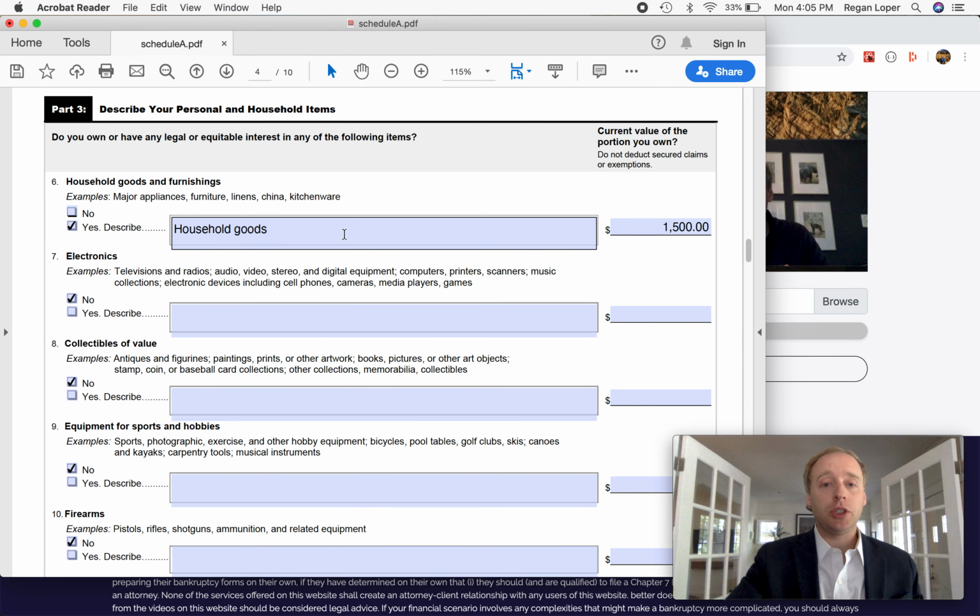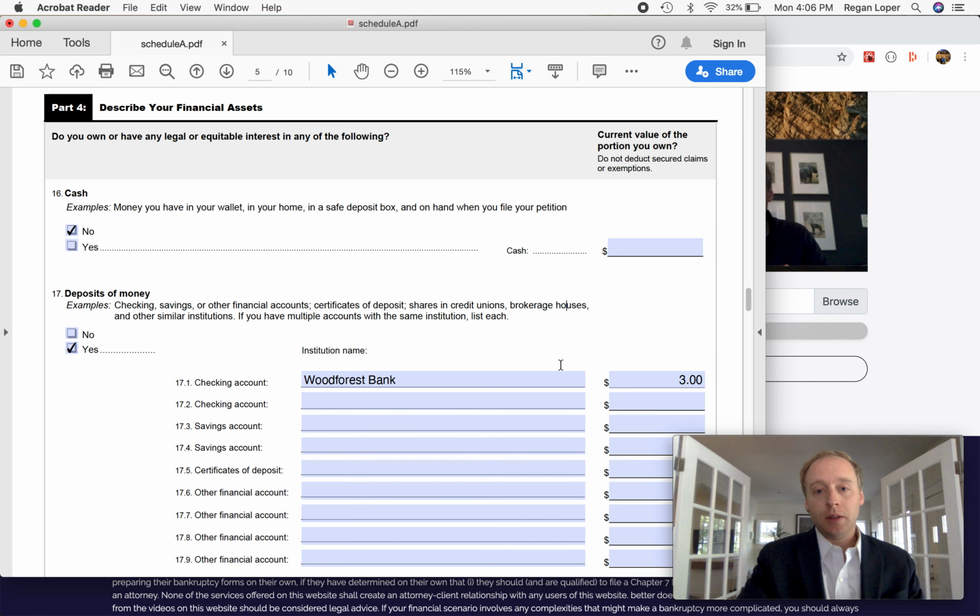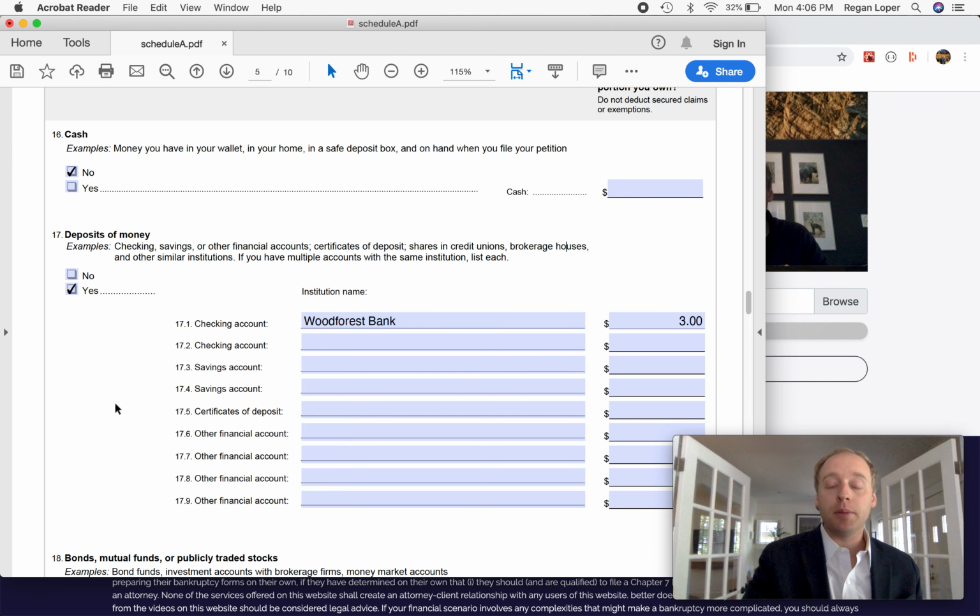17, deposits of money. This would include checking accounts, savings accounts, things like that. There are a number of other things that are listed here. In Ashley's example, she hit yes, and she disclosed that she had a checking account at Wood Forest Bank, and the total amount in that checking account was $3. Not a whole lot of money, obviously, but it's important to disclose anything that you do have to the bankruptcy court. So that's what she did here.